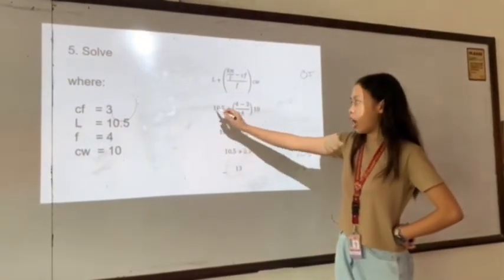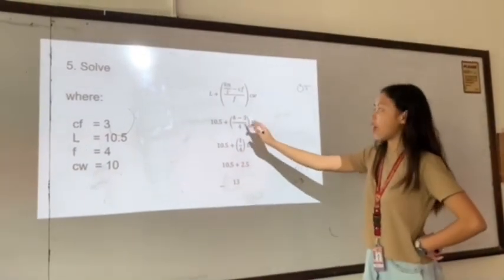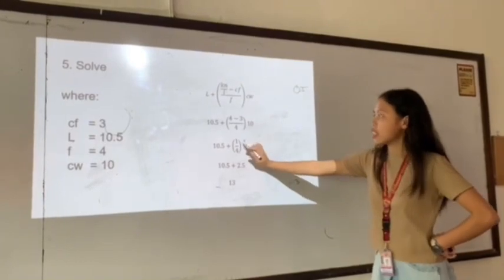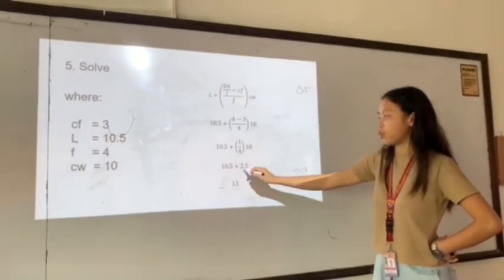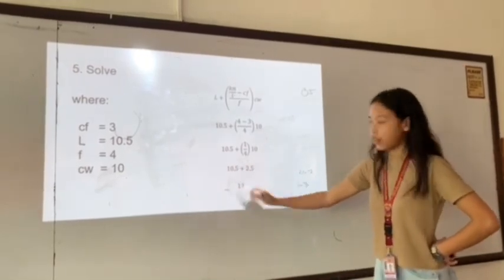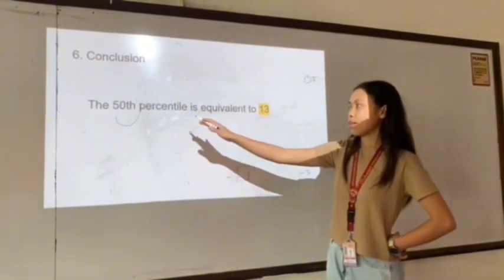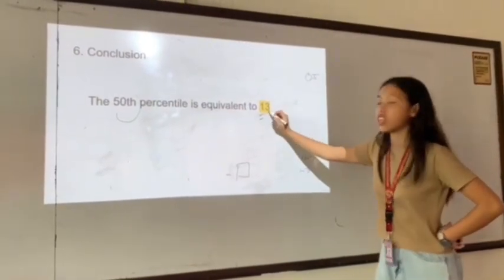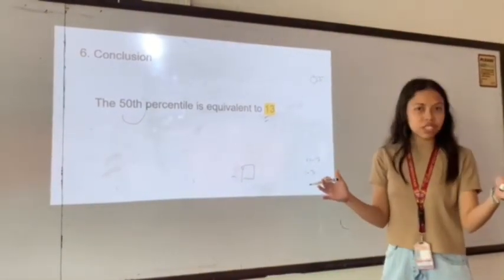So the lower boundary is 10.5, plus 4 over 3, and 4 minus 3 over 4 times 10. So 4 minus 3 is 1 over 4. So 1 over 4 times 10 is 2.5, plus 10.5 is 13. So to conclude, the 50th percentile is 13, which means that the students who scored 13 are at the 50th percentile. It means that they did better than 50 students.